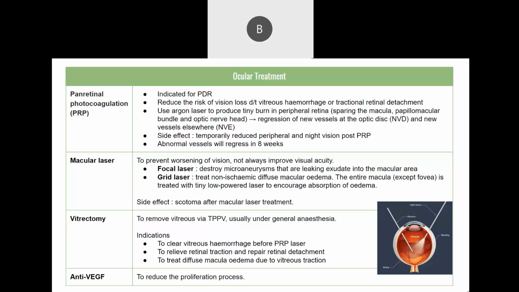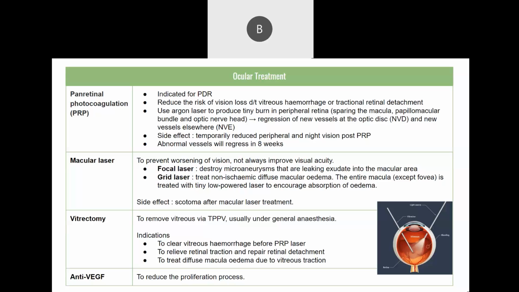So this will cause the regression of the new vessels at the optic disc and the new vessels elsewhere. We must warn the patient that they might temporarily have reduced peripheral and night vision post PRP. Once adequate laser has been applied, the abnormal vessels will regress in about 8 weeks.